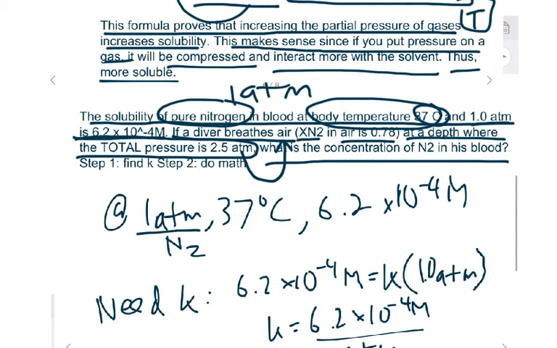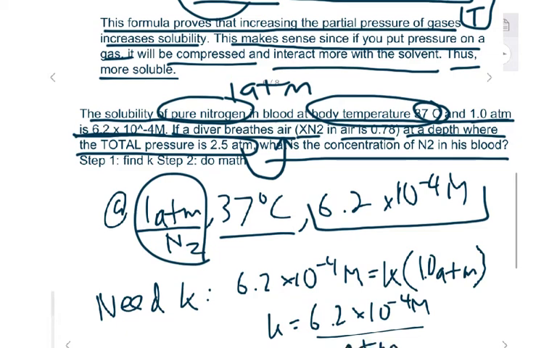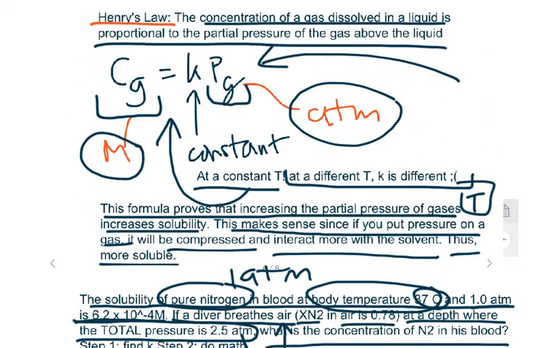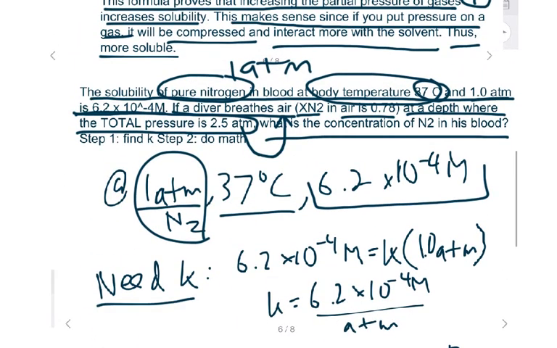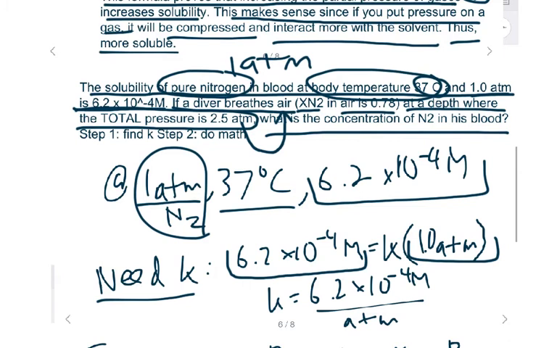So we know that at 1 atm, which is the partial pressure of N2, and at 37 degrees Celsius, the solubility of N2 is going to be 6.2 times 10 to the negative 4 molar. Now, we've got to find K from this, and we could do that using Henry's law. So, C equals K times P. We need K, first of all. So we know that the concentration is 6.2 times 10 to the negative 4 molar, and this is equal to K times the partial pressure of the nitrogen, which is 1 atm, and we get that K is equal to 6.2 times 10 to the negative 4 M per atm. So that's K.